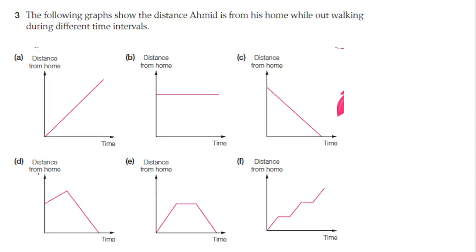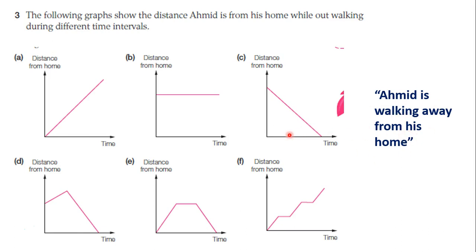Okay, final question. This is question 3 from the exercise. So you might want to pause the video before I give away the answers, just so that you can have a think about it as well. But the question says, the following graphs show the distance Ahmed is from his home while out walking during different time intervals. So we've got 6 different graphs. They've all got time on the x-axis and distance on the y-axis, and we'll need to match up the graphs with different situations. So the first one, Ahmed is walking away from his home.